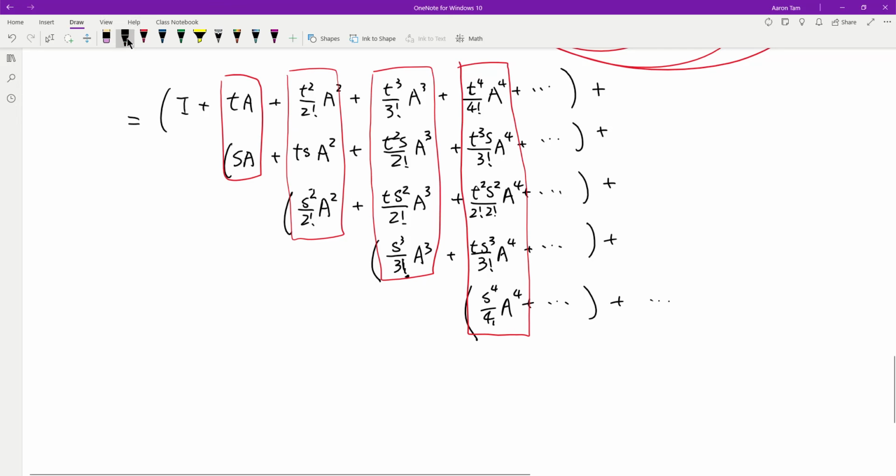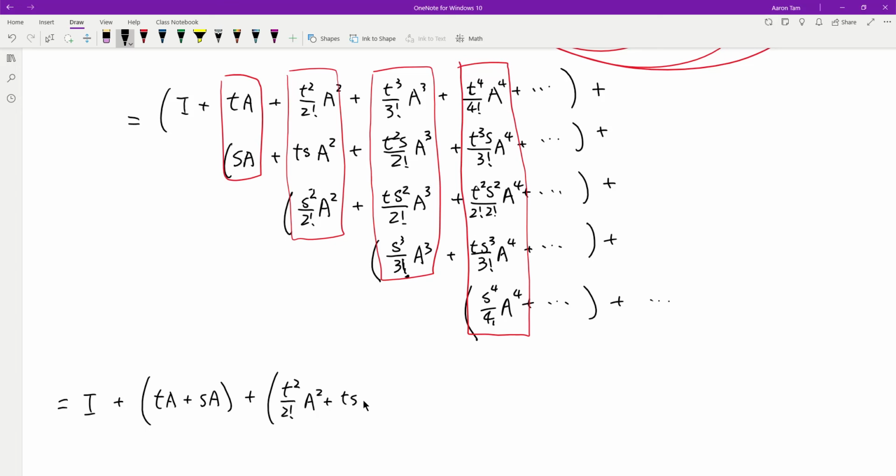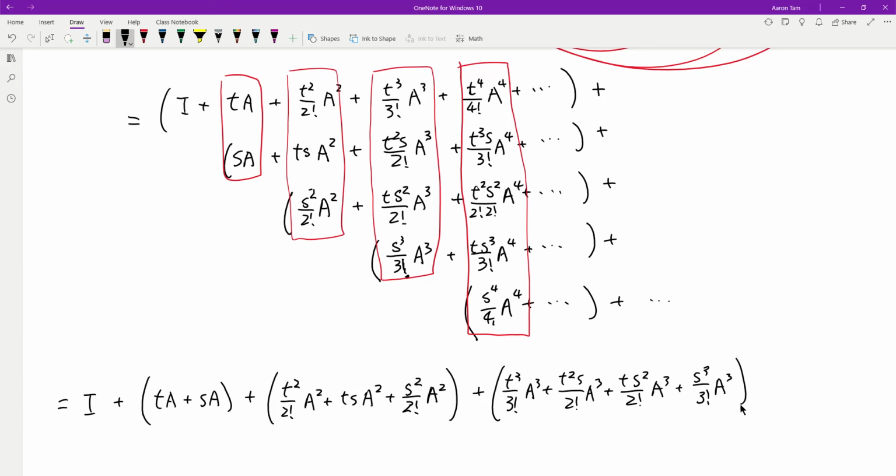Well, let's find out. That would mean this is equal to I plus ta plus sa plus t squared over 2 factorial a squared plus tsa squared plus s squared over 2 factorial a squared plus t to the third over 3 factorial a to the third plus t squared s over 2 factorial a to the third plus ts squared over 2 factorial a to the third plus s to the third over 3 factorial a to the third plus, you know what, I'm just going to leave out the last set.